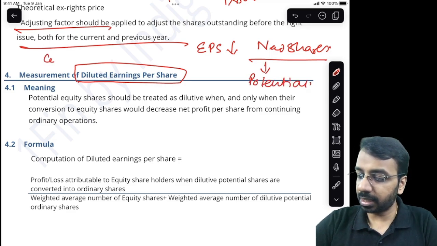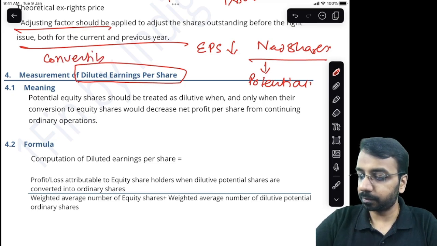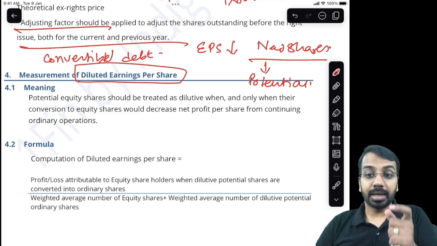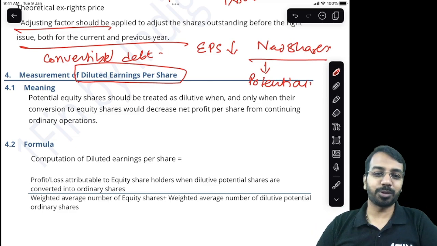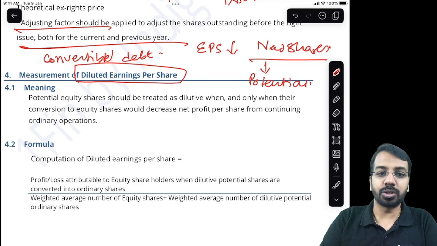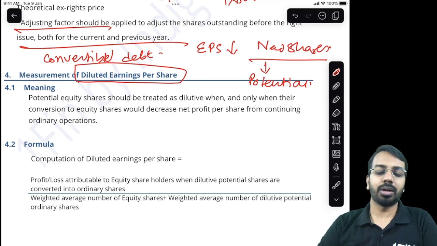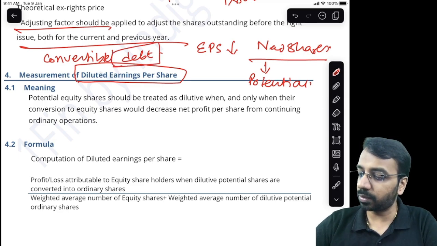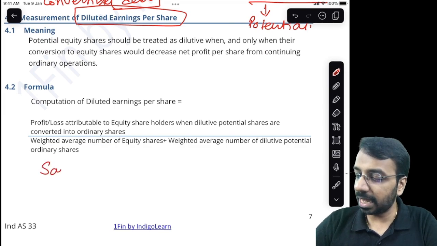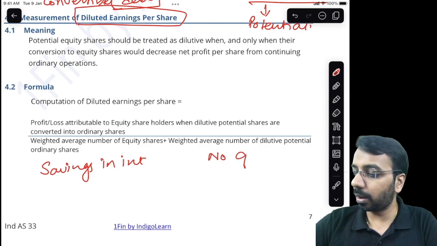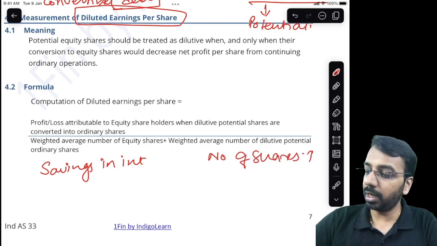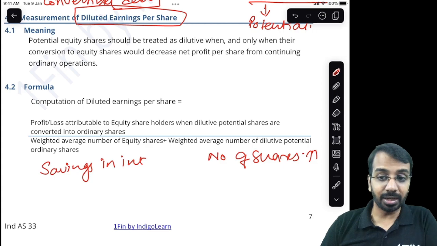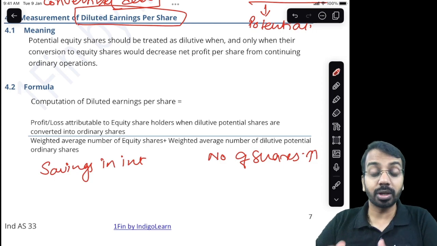For example, there is a convertible debenture. Now when there is a convertible debenture, can they become shares in the future? Yes, they can become shares in the future. If they become shares in the future, the existing EPS is going down. Sir, how will the existing EPS go down? See, when the debentures are converted, two things will happen. One, there is savings in interest. Second, number of shares will go up. So you have a saving in interest and the number of shares goes up.